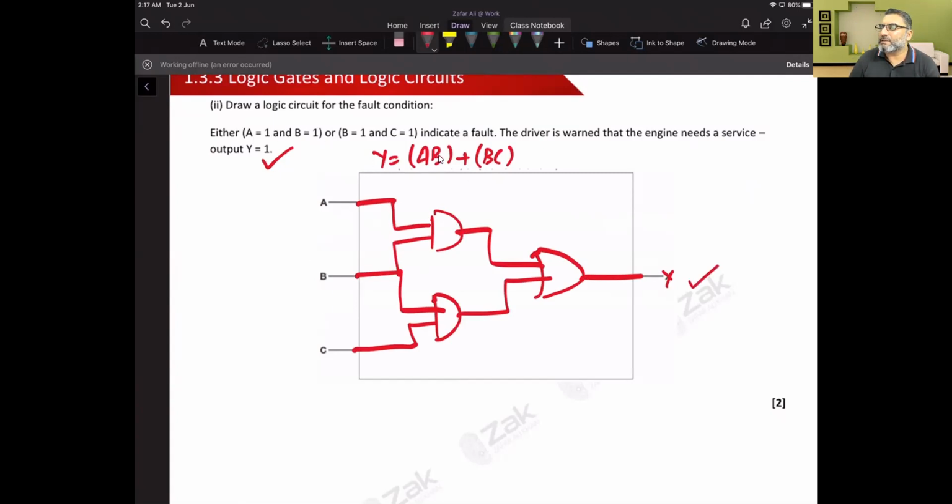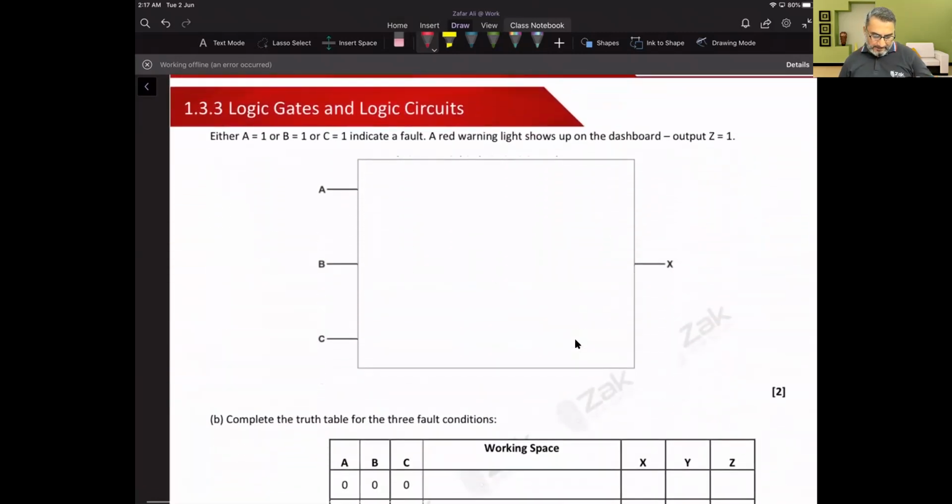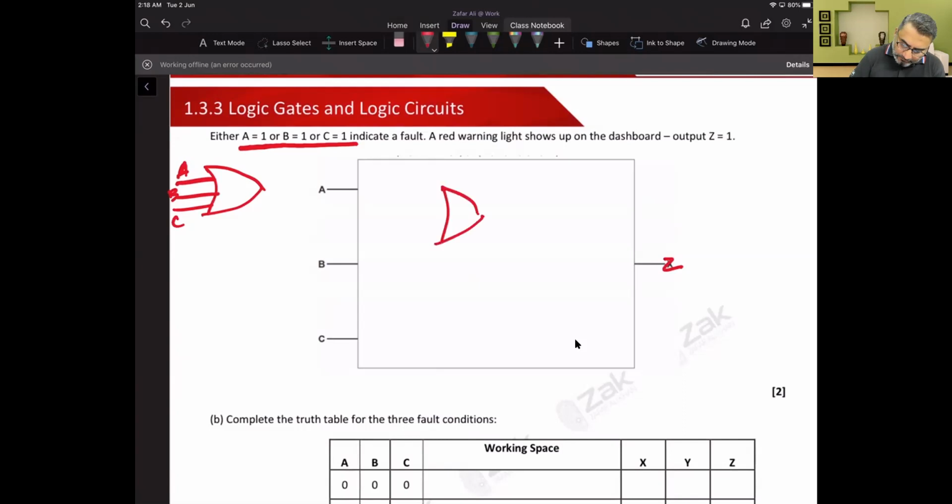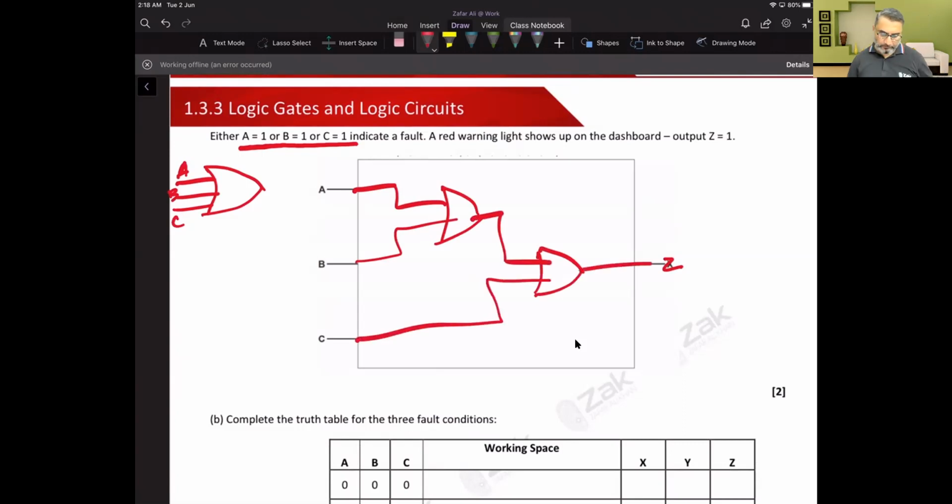A is equal to 1, B is equal to 1 means AB, or this is OR, and over here this is OR. B is equal to 1 and C is equal to 1. Okay, so if these two are 1, then we would have 1 over here. If any of them are 1, the output would be 1. Now over here you can see either A is equal to 1 or B is equal to 1 or C is equal to 1. So this is same. In all these three cases, the result would be 1, indicating a fault. So you have to create it this way. So you have to put bracket on this first and then this.